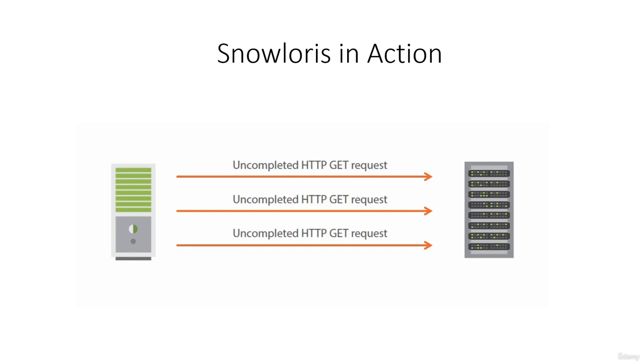Let's have a look at how it would work in a diagram. Slowloris is really straightforward. We simply have one machine sending an unencrypted HTTP GET request to another machine, and it keeps sending them to the target machine, and the target machine just sits there waiting for the request to be complete, but it never is. So that's the Slowloris connection in action.